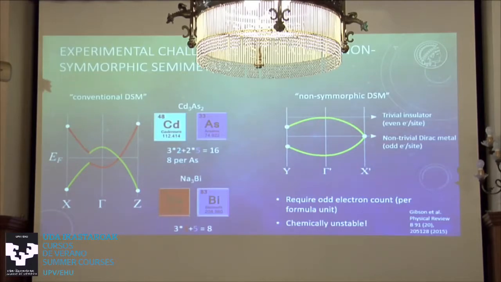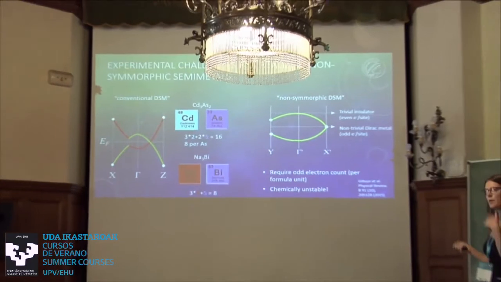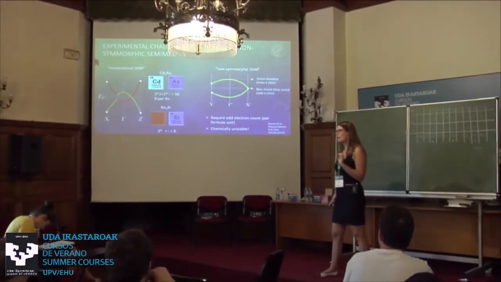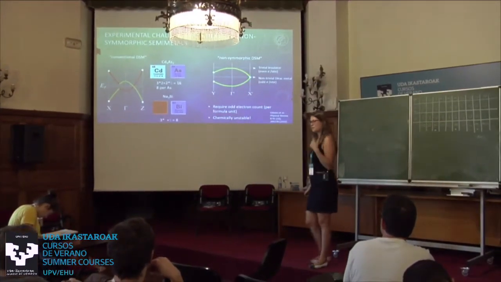Now, if you do the chemistry rule of charge balance, where we don't count per unit cell, we count per formula unit, then when the chemist says charge balance, the Fermi level is always up here where it's trivial and nobody cares about it. So if you want to move the Fermi level to the point we care about, we need to have a half-filled band, so one electron per band. And this is chemically extremely unstable.